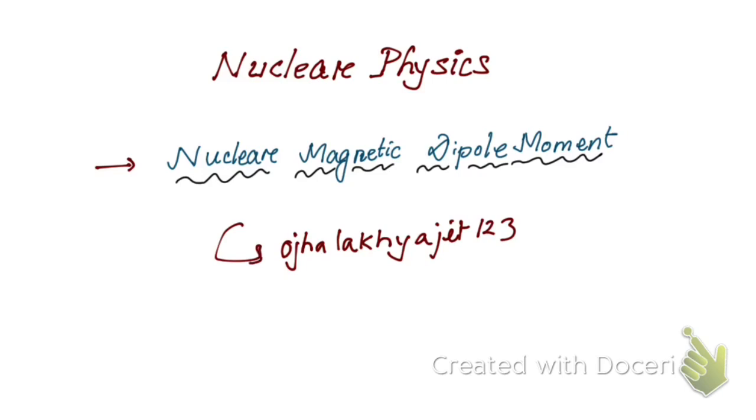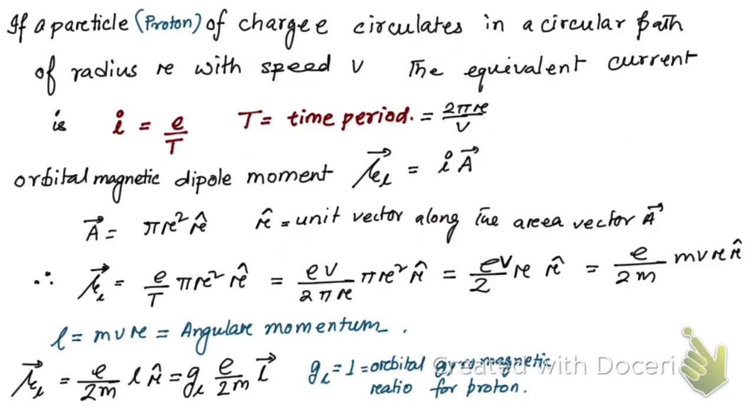So now let's start. If a particle, let us suppose a proton of charge e (the charge of a proton is equal to the charge of an electron but opposite in nature), circulates in a circular path of radius r with speed v, the equivalent current is given by I = e/T. That means current I is equal to Q by T, where Q is the charge.